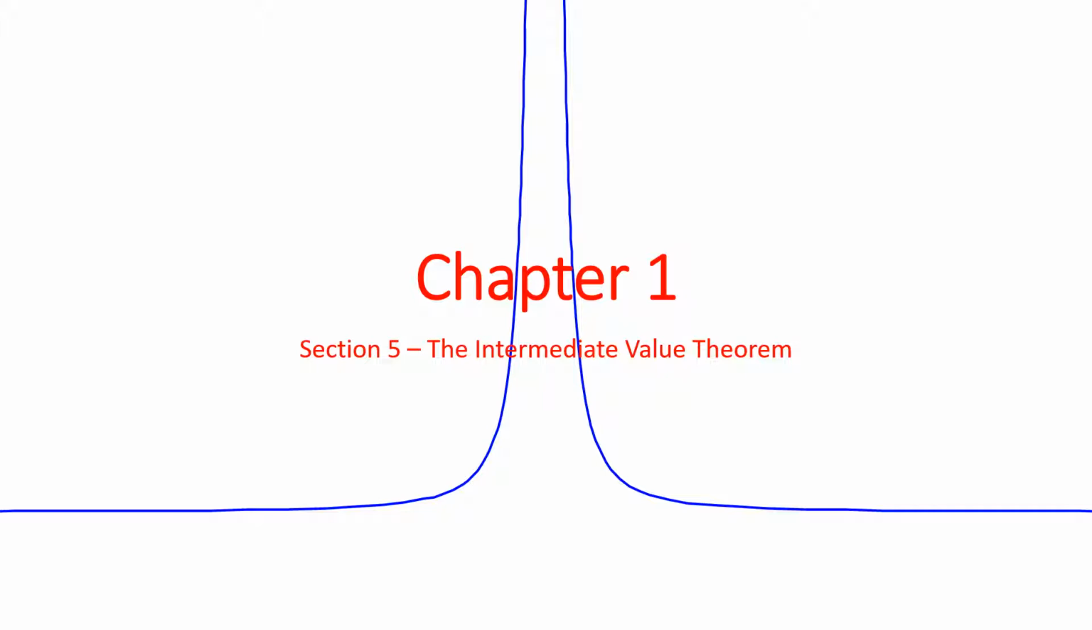In this section, Section 5, we're going to be looking at the intermediate value theorem. A lot of the sections have a number of different topics. This one is very focused because the intermediate value theorem is something that sometimes trips people up. So we're going to focus on this.